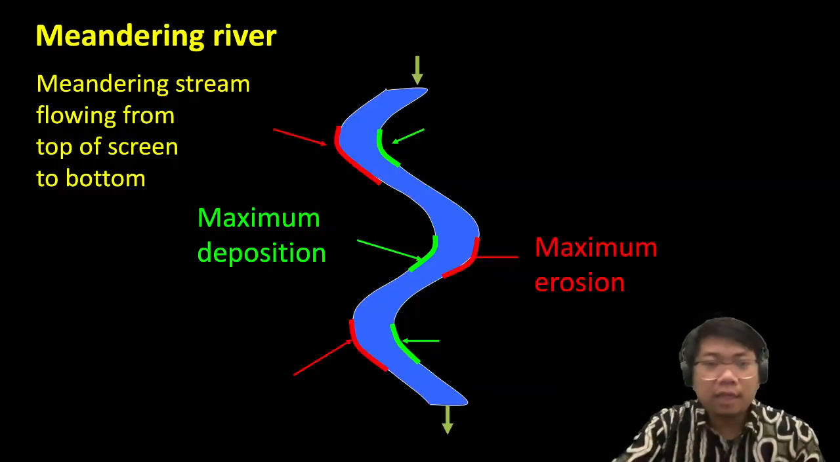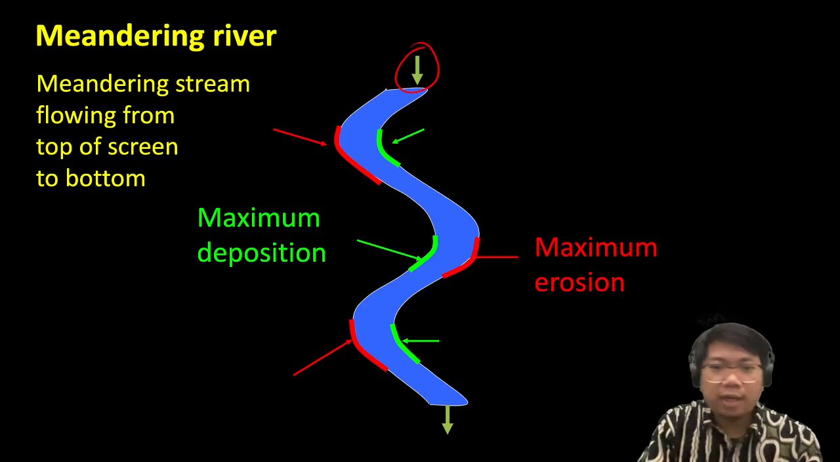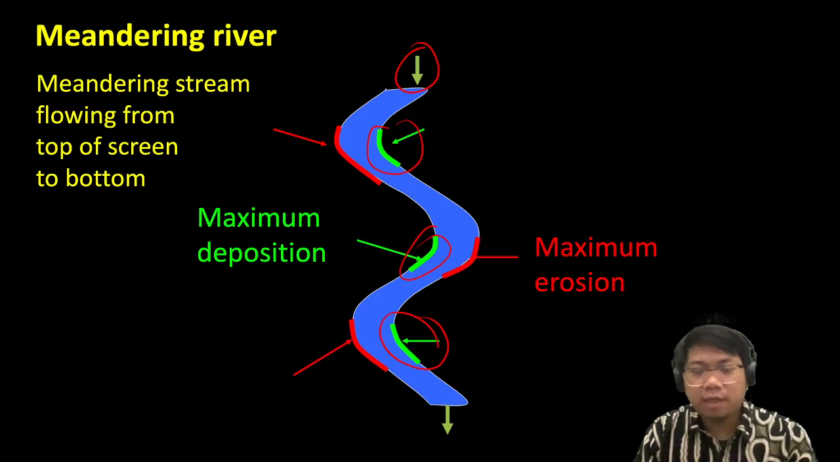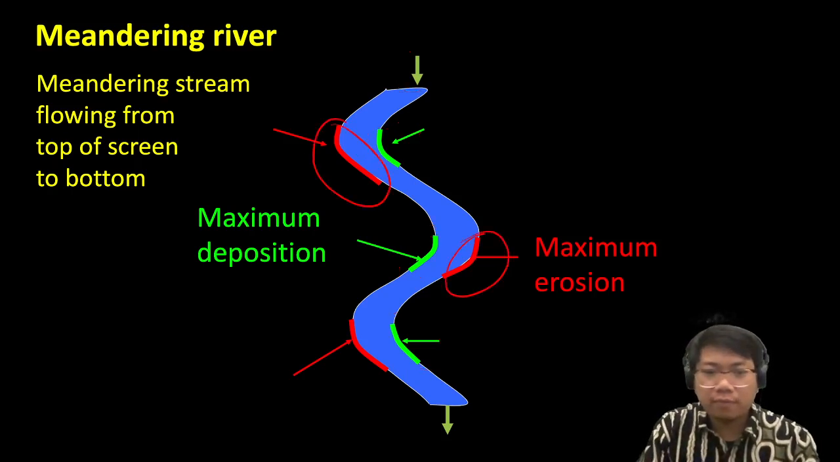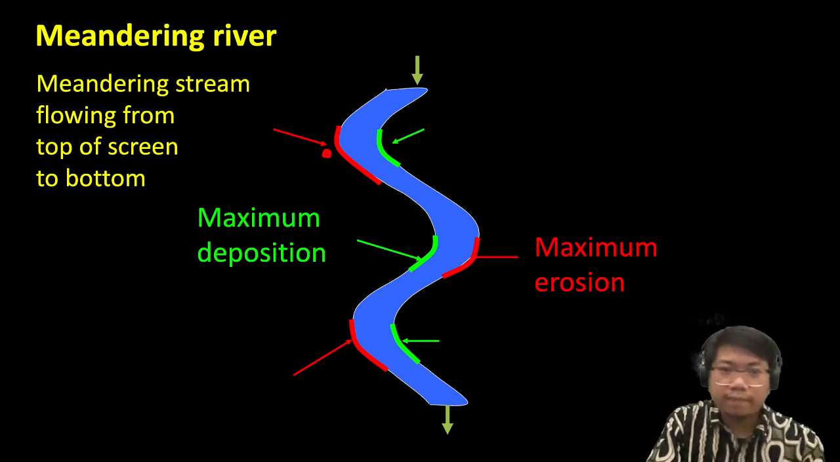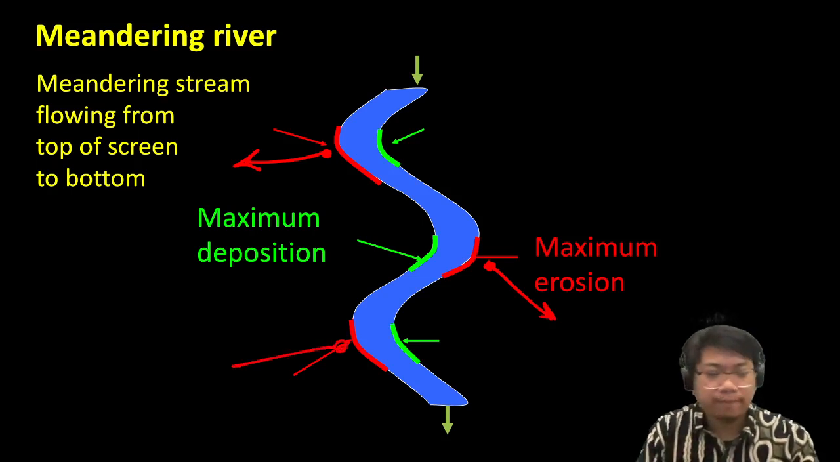All right, here is an illustration of how meandering rivers evolve through time. Meandering stream flowing from top of screen to bottom, as illustrated by these areas right here. The green areas indicate maximum deposition, where we have point bars forming. Lots of sediment accumulation and deposition occurs along those green areas, and we have maximum erosion happening on the outer side of the curve right there. So in the future, the meandering river will start to evolve this way, and this way for that curve, and this way for that curve.